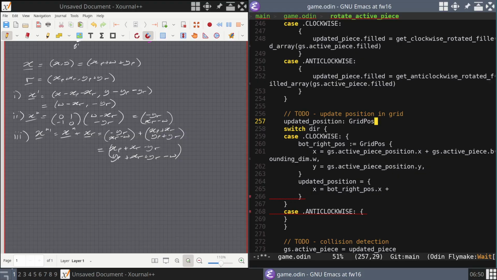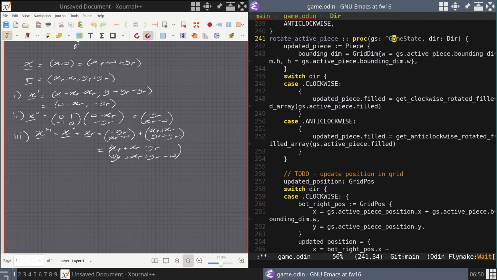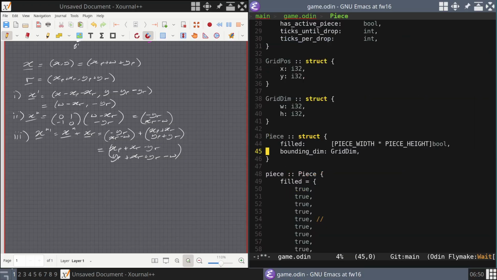I can't remember where piece lives. Something in here must use the type piece. There we go. So we get the rotation point, or rotation center. Not be a grid dim, it can be a grid pos. Right. Pop you there. That's going to be our xr, yr. It's the displacement from the bottom left of the point we're going to be rotating about.